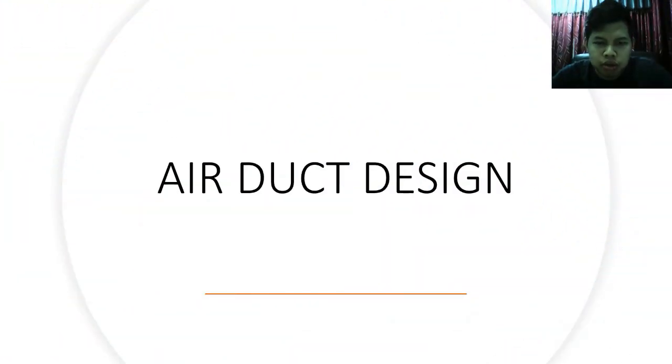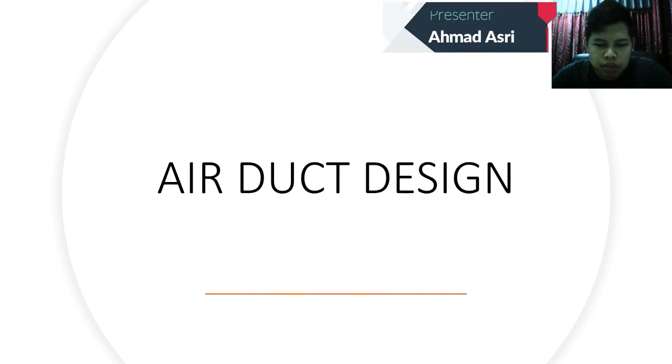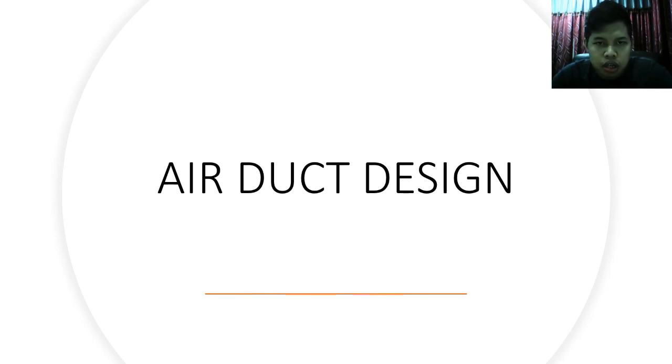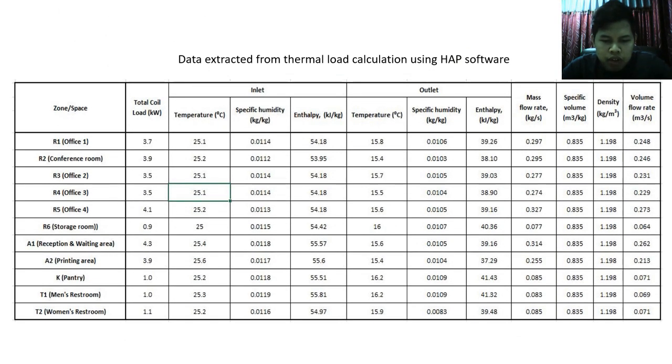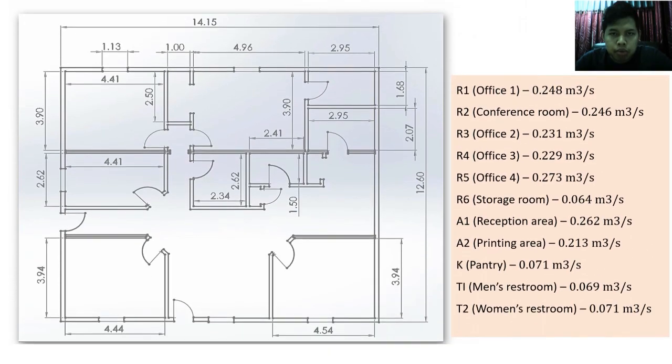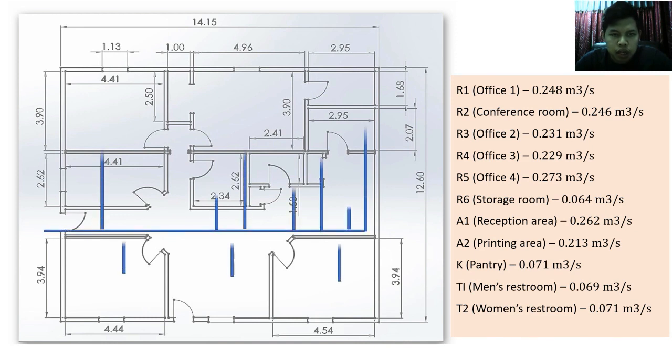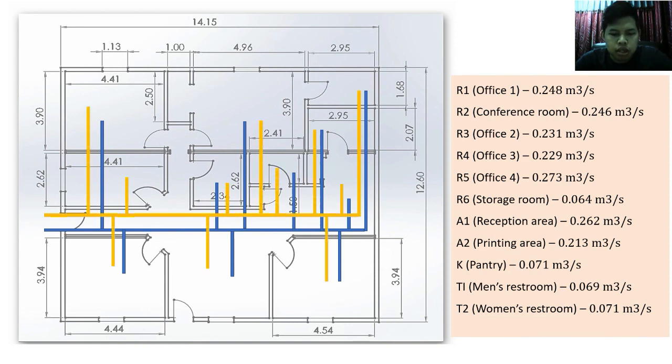Okay, now we'll talk about the duct design based on the data collected from thermal load analysis using HAP software. The enthalpy value can be obtained, and we will get the flow rate and multiply it by specific air volume. We will get the volume flow rate of each room. Actually, this is our group floor plan. Then the blue line represents the design for the supply air duct system, and then comes the design for the return air duct system in yellow line. The main duct for both systems is at this left end.